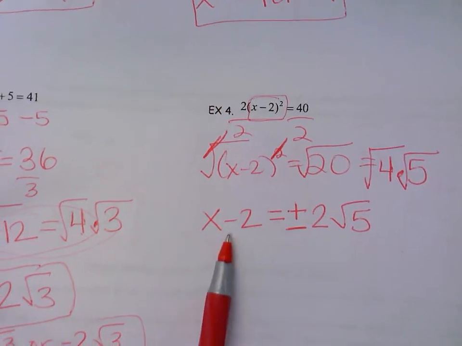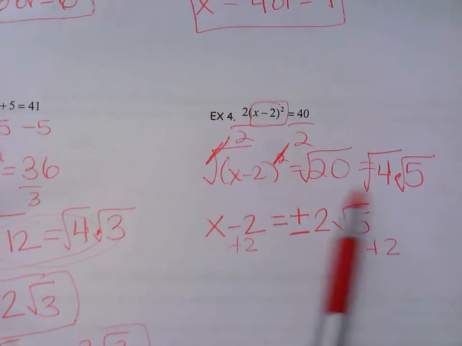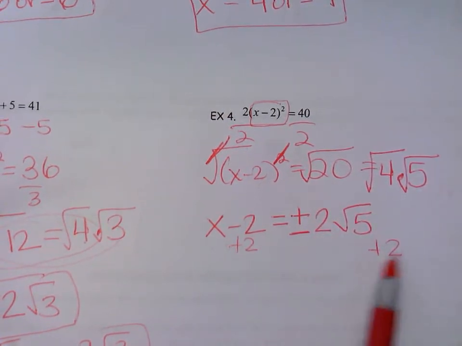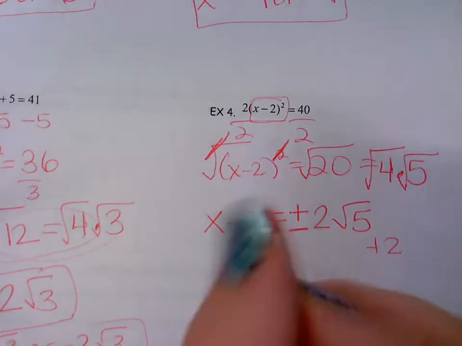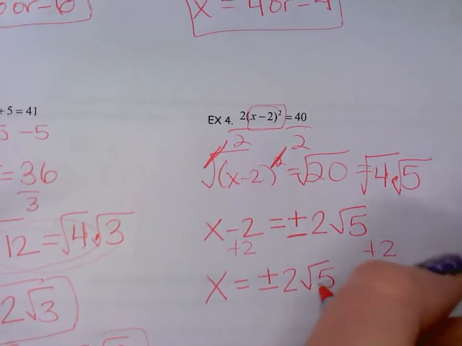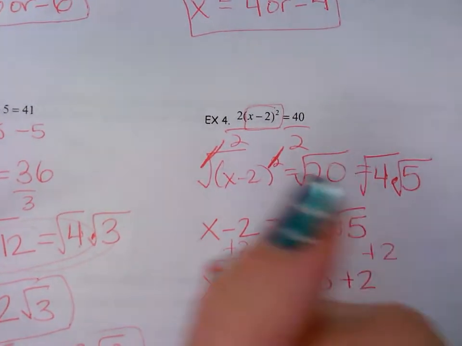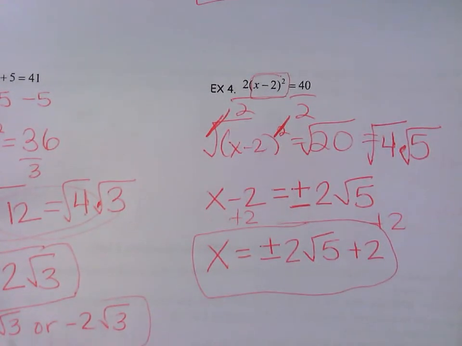I still need to add 2, but I'm not going to add 2 to the radical because 2 is not a radical itself. It's like a constant. So think of this almost as a variable. This is not a like term. So x is equal to plus or minus 2 root 5 plus 2. So that's just the jumbled up answer in radical form.